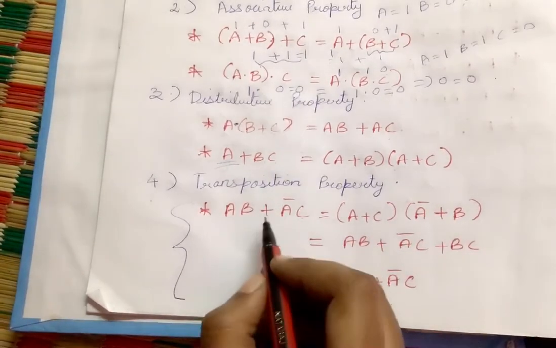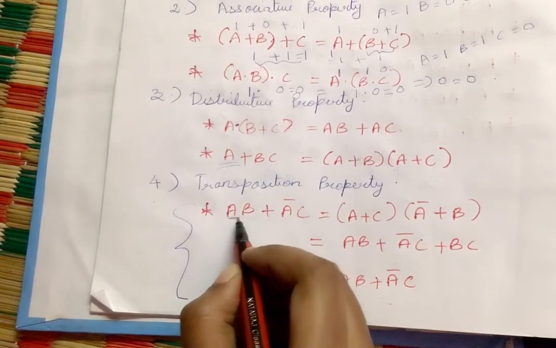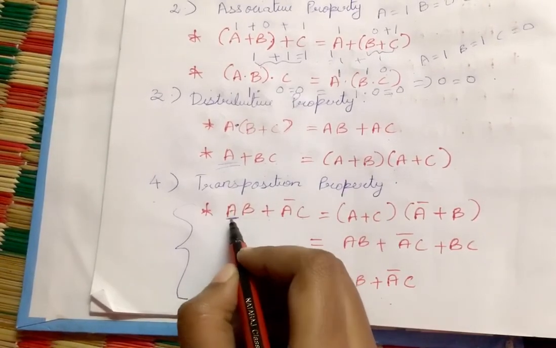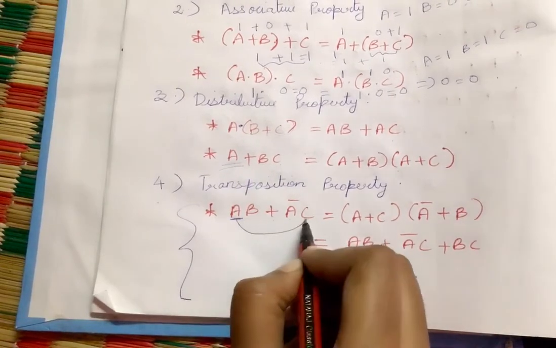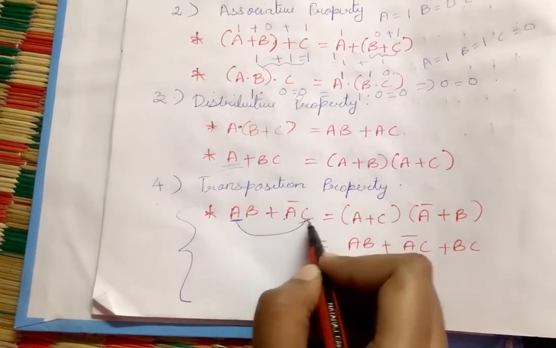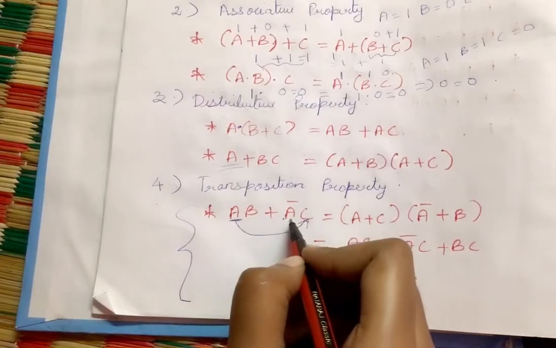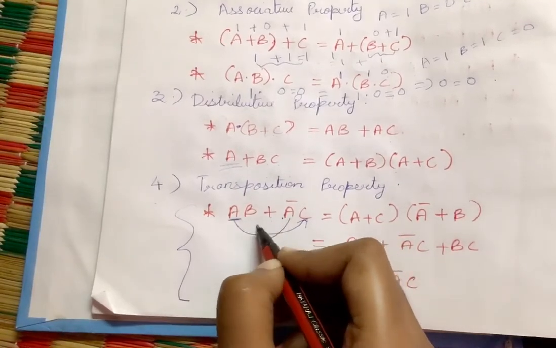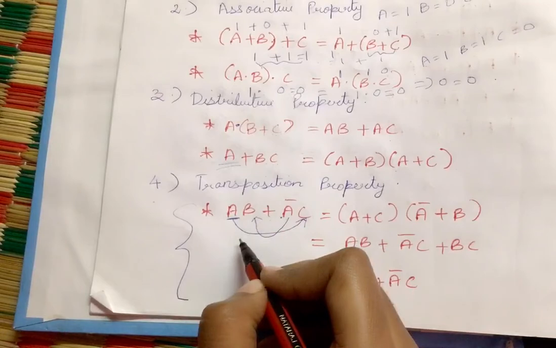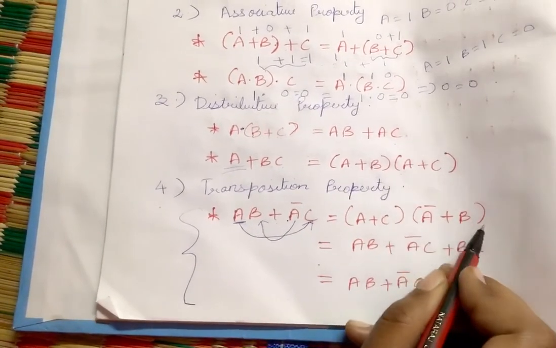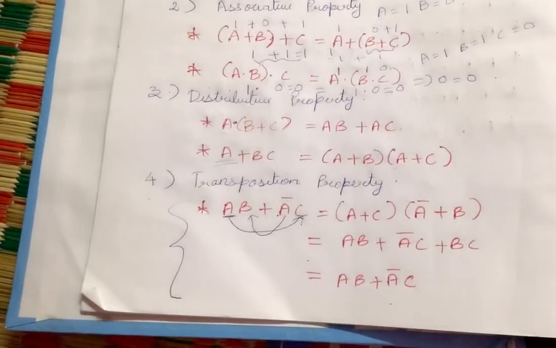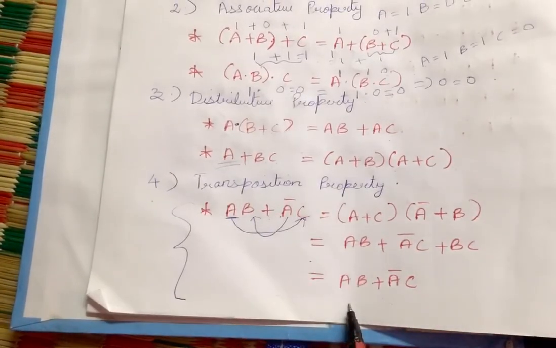So this is how they have taken it. This is the A value. The A value is added with C, and the complement of the A value is added with the B value. So this is what they have done here: A plus C and A bar plus B. So this is the transposition property. They are solving the transposition property.